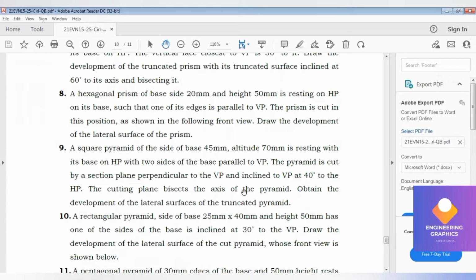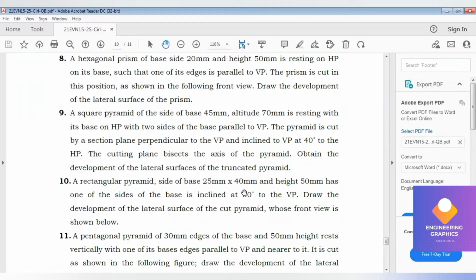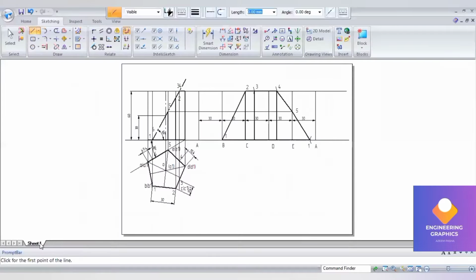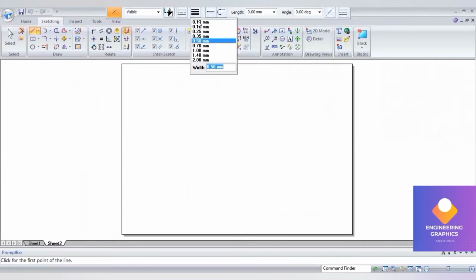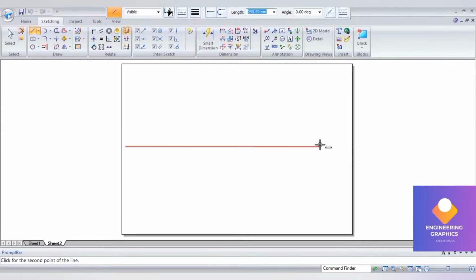A square pyramid of base dimension 45 and altitude 70 mm is resting with its base on HP, with two of its base edges parallel to VP. That means we have to make sure it is resting with the edge. The pyramid is cut by a section plane perpendicular to VP and inclined at 40 degrees to the HP. The cutting plane bisects the axis of the pyramid. Obtain the development of the lateral surface of the truncated pyramid. So this is a development of a truncated square pyramid.